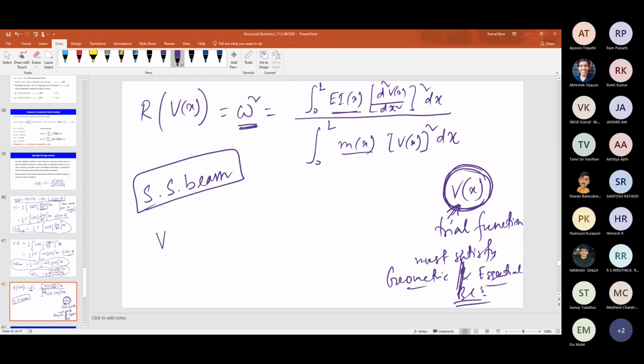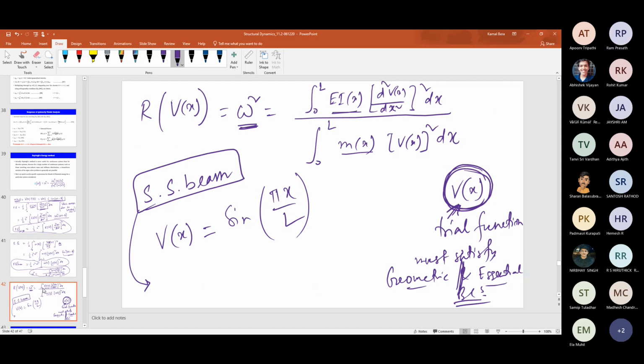So if I assume, although I know, that's why I'm writing, V(x) equals sin pi x by L. So what is the geometric boundary condition for a simply supported beam? What are the geometric or essential boundary conditions for a simply supported beam? Two boundary conditions: bending moment and displacement 0.